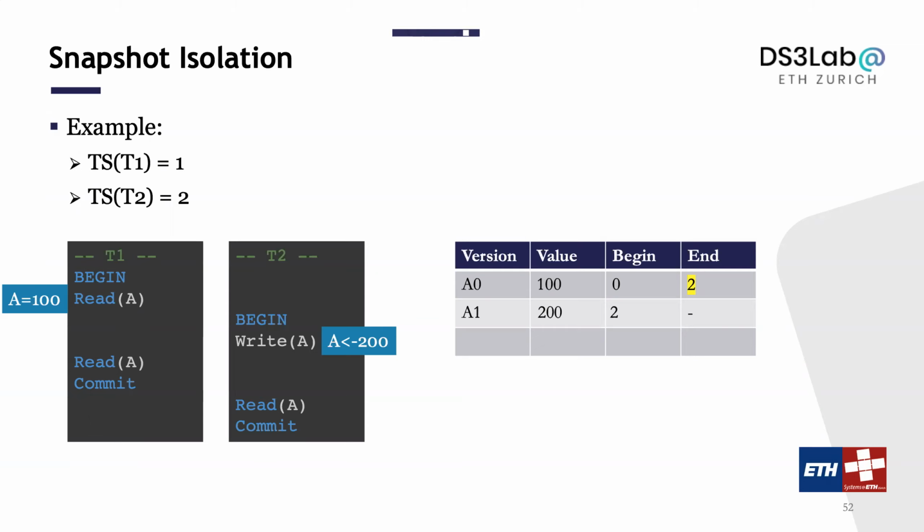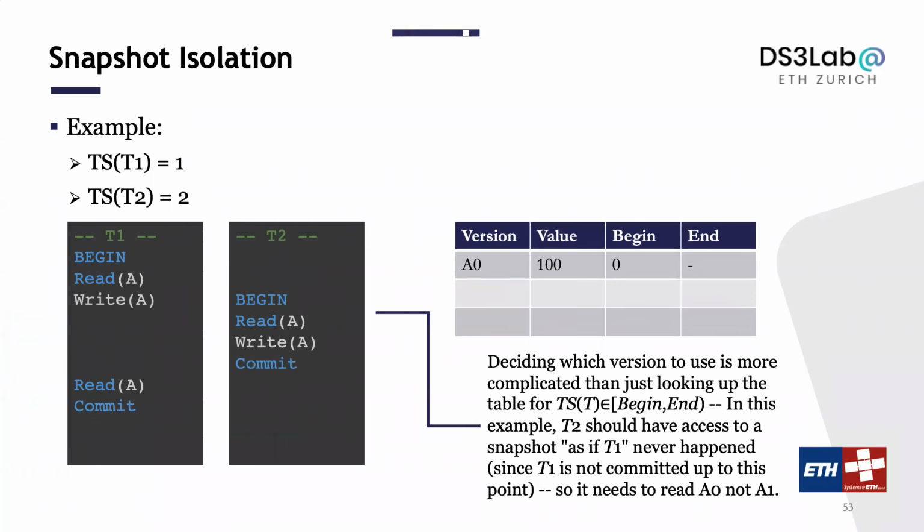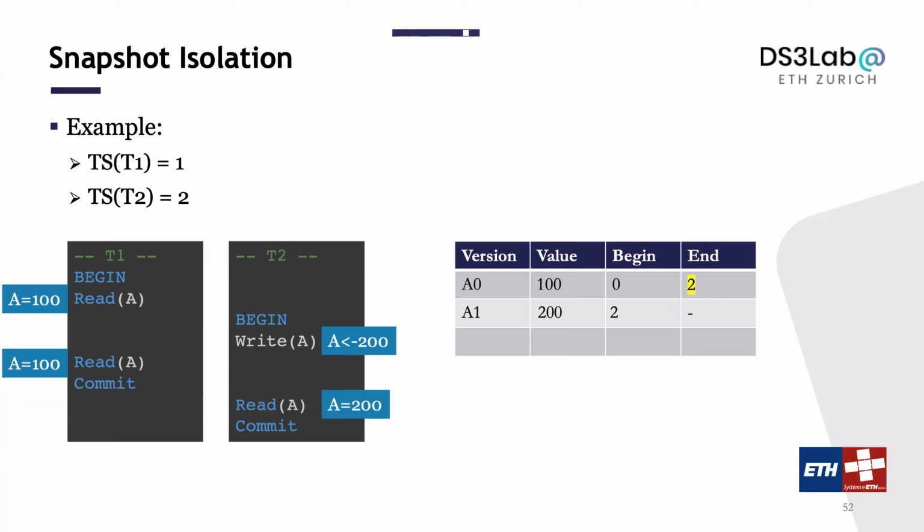And then assuming T1 reads again, I should read my own snapshot. I should read A0, I get 100. And then when T2 reads again, I'm going to read my own snapshot. So I look at the table, I find A1, so I read again and get 200. As you can see, this is a very efficient way to implement this kind of snapshot isolation semantics. Instead of really copying the data to create a real snapshot, I keep different versions of the same data object, such that each transaction can deal with a different snapshot, by just looking up which version I should access.